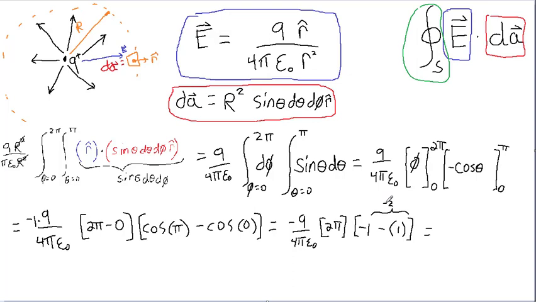I've got a negative sign times a negative sign. That's going to be positive. And I have 2 pi times 2. That's going to be 4 pi. So let's go ahead and put 4 pi on top times q over 4 pi epsilon naught. And as you've already probably guessed, we can cross that out, and we end up with q over epsilon naught.